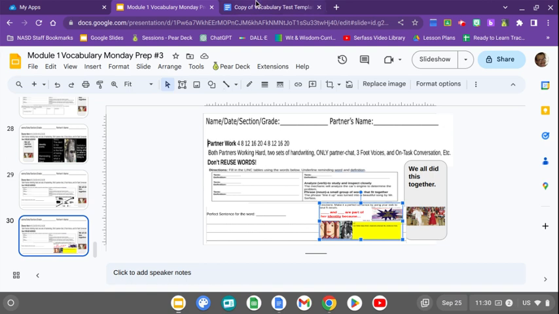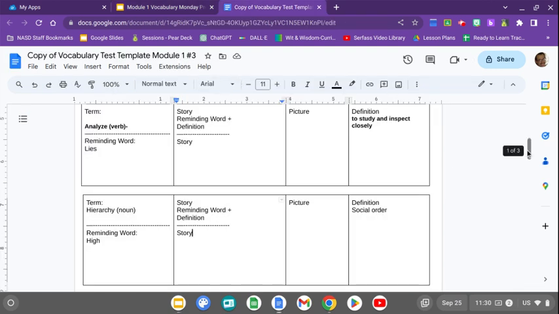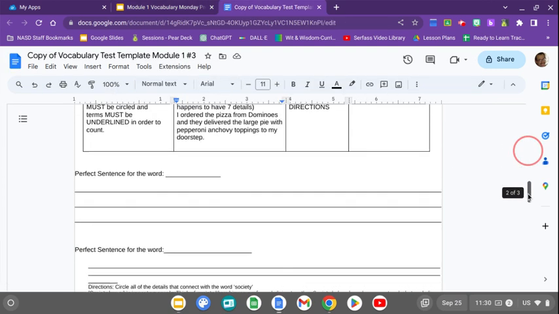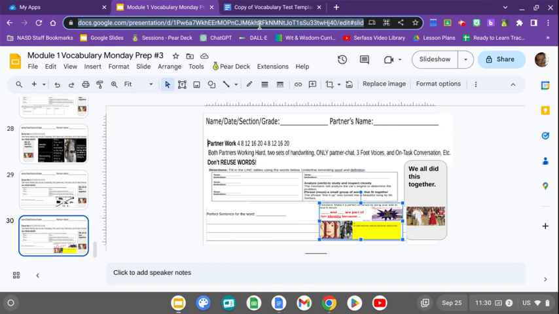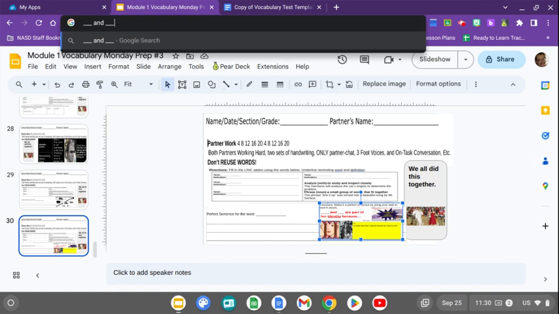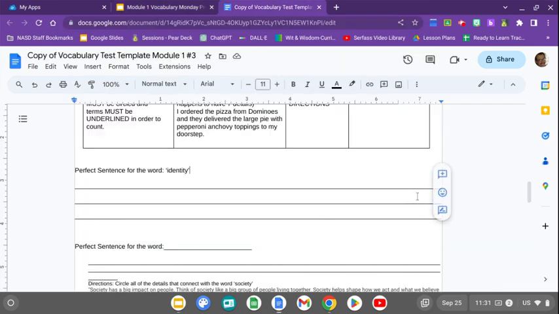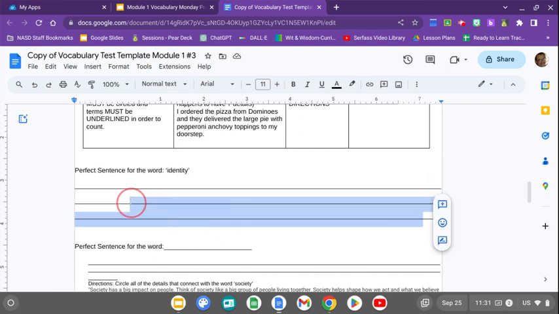So let's go ahead and get our word identity on the back side of our test. So I'm going to get my word identity. I'm going to write it right there. Identity. And then down here, I'm going to put my perfect sentence. Well, let me get my sentence started from here. Blank and blank are part of her identity because. All right, so there's my sentence starter. And we did that as a class, so I'm just going to put it right here on the line.